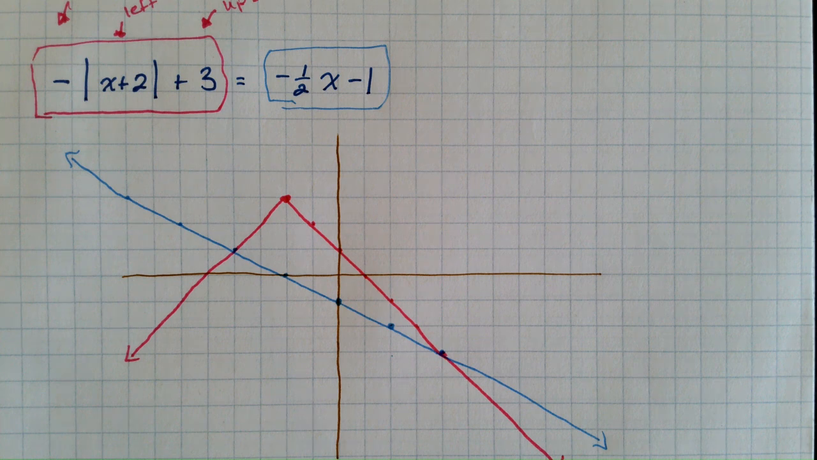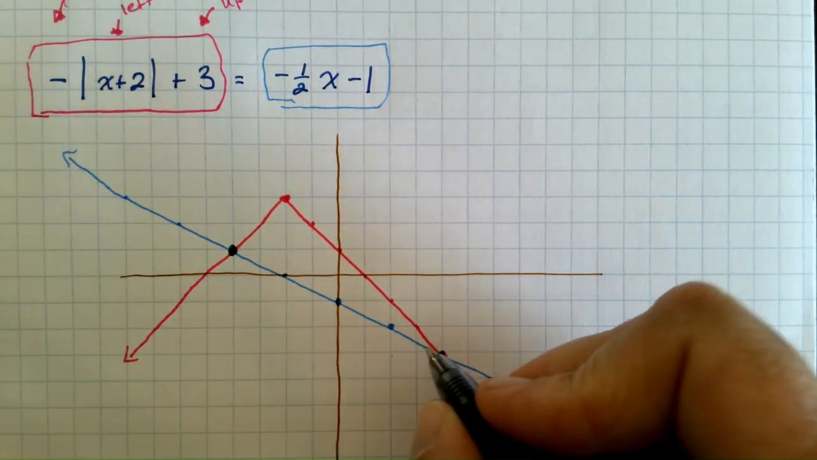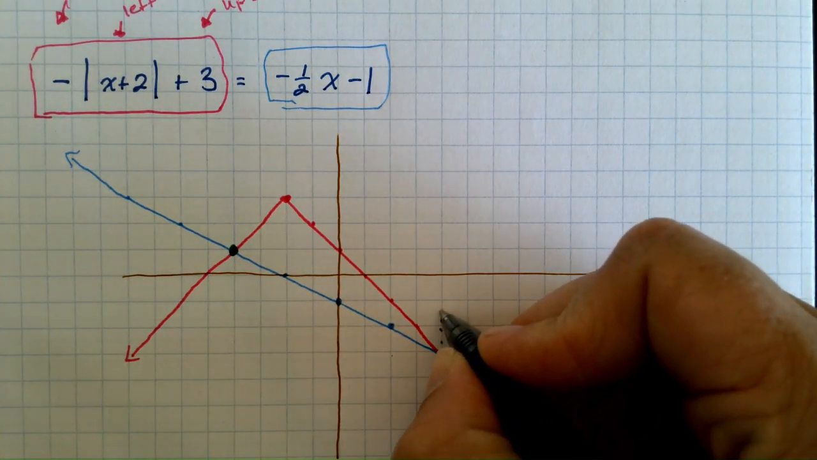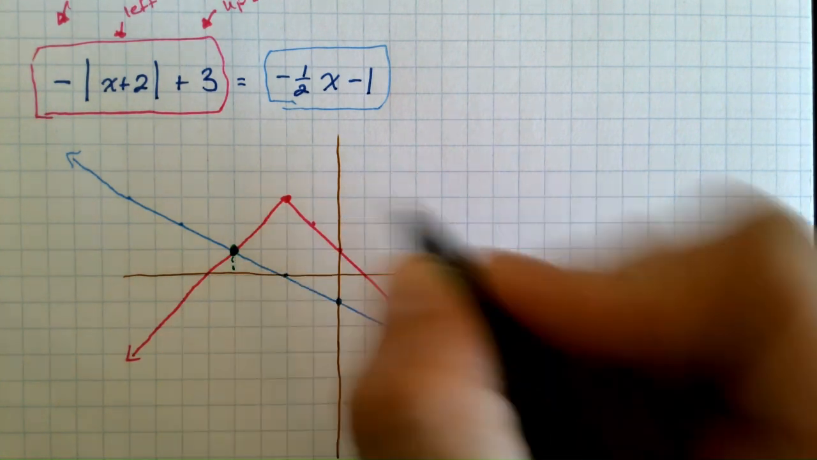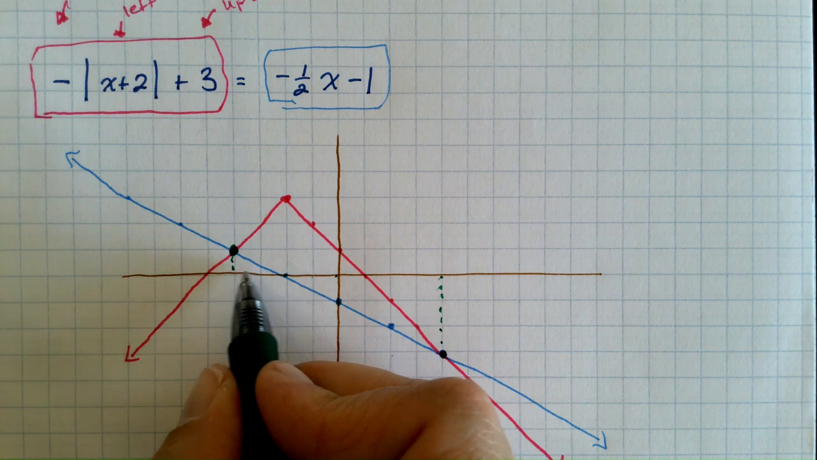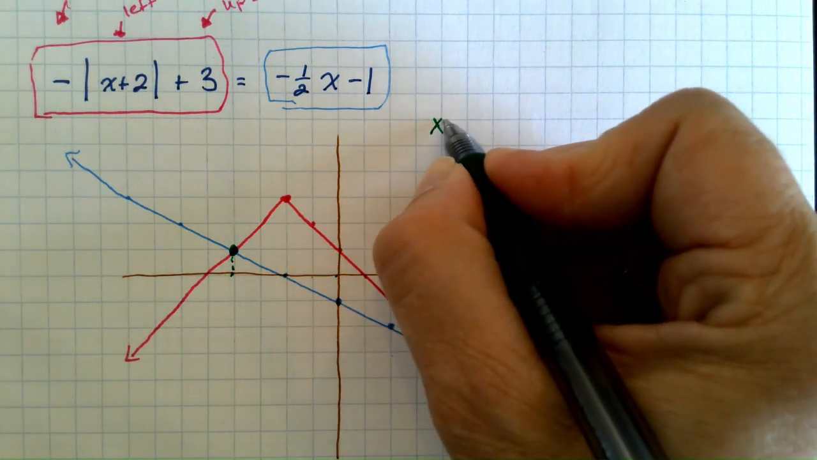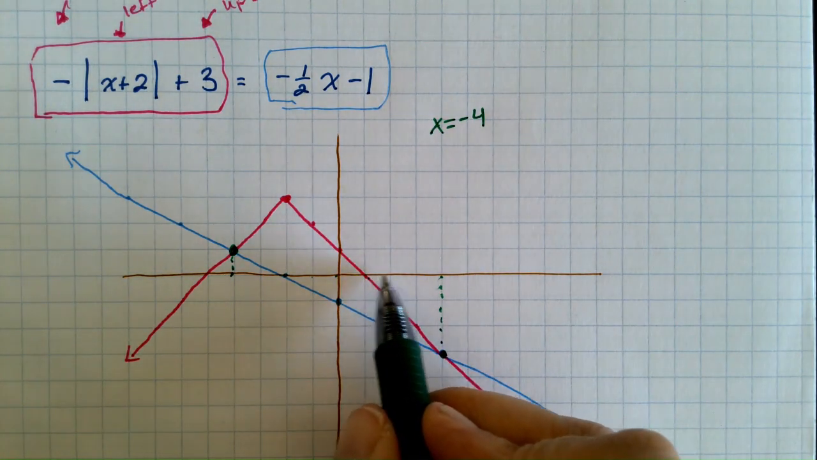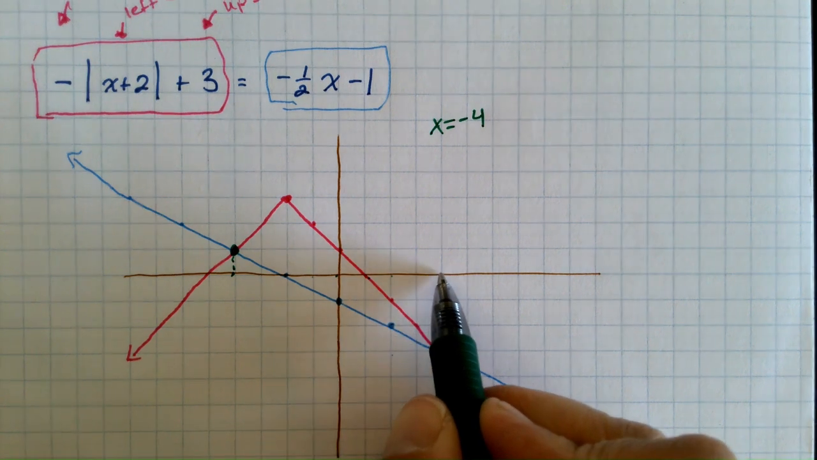Now that I have the graph, I notice that the blue line meets the pink line twice. So, again, I'm only worried about the x values because only x was included in this statement. So I need this x value and this x value. So from the origin, -1, 2, 3, 4. 1, 2, 3, 4.